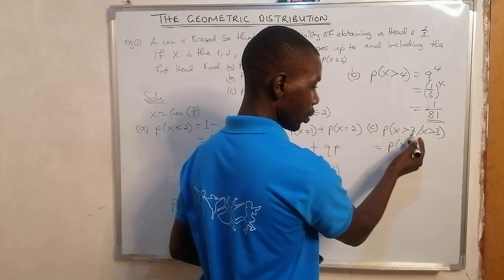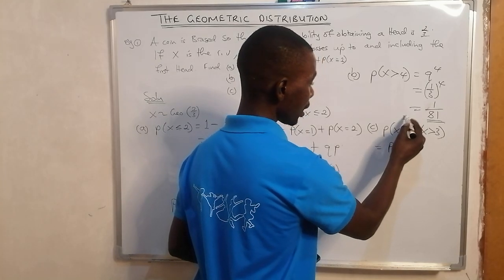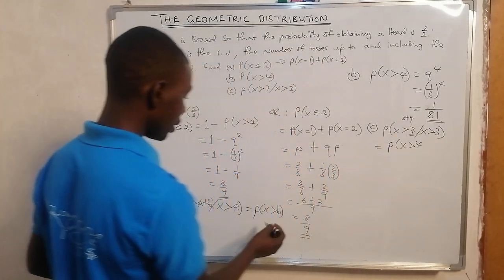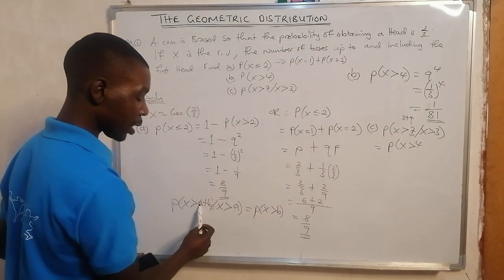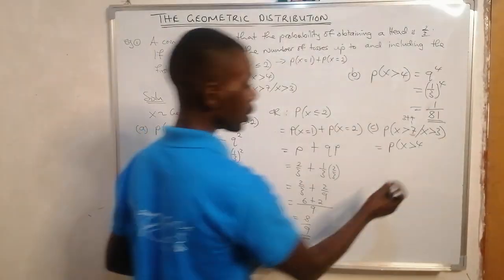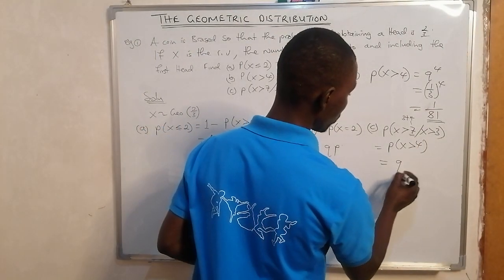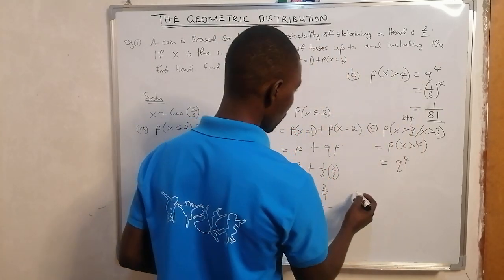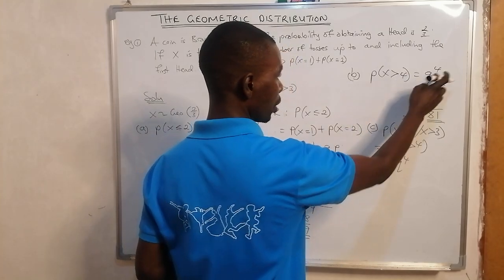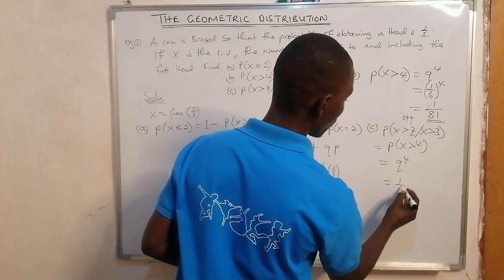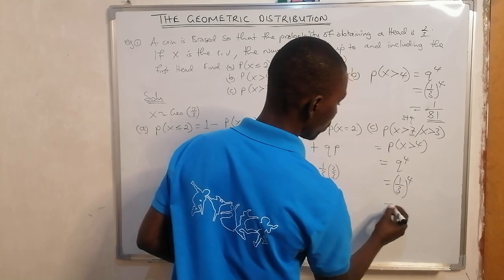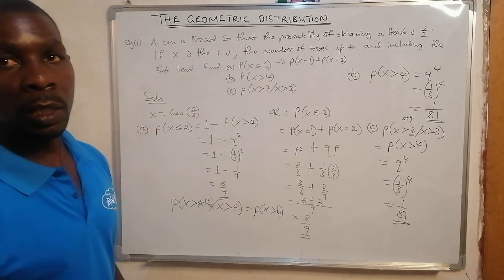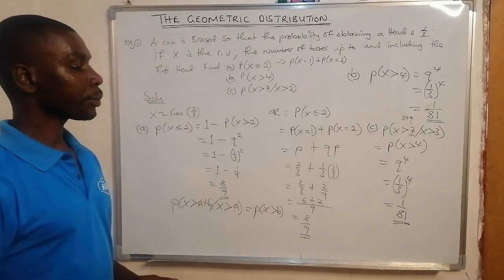3 will cancel each other with another 3 here. 7 can be written as 3 plus 4, 3 will cancel each other with 3, like here, a will cancel each other with a. Then we remain with b. So in this case, we also have q to the power 4. Remember, this one, we said P of x is greater than r, it will be q to the power r. So that will be 1 over 3 to the power 4, which is 1 over 81 again. Right, so this is how we use these results.